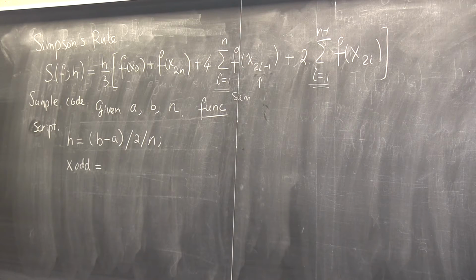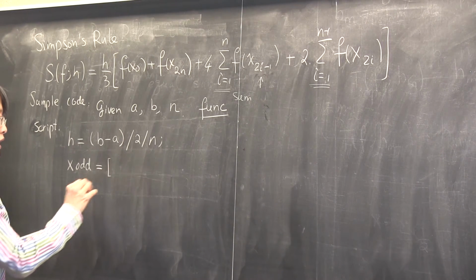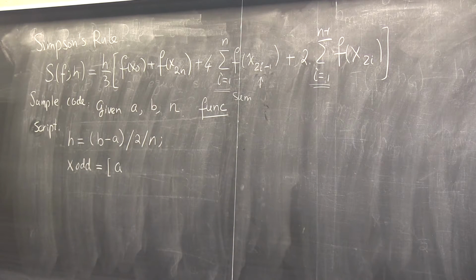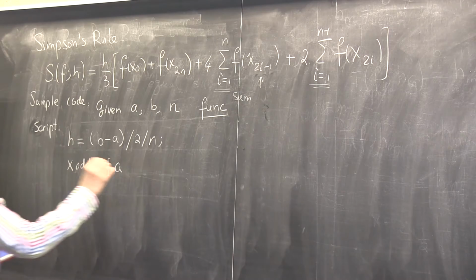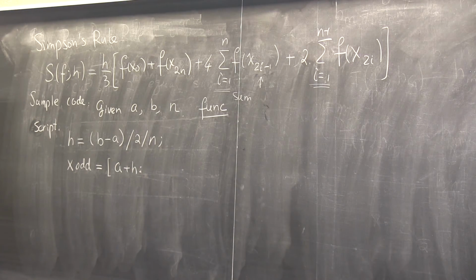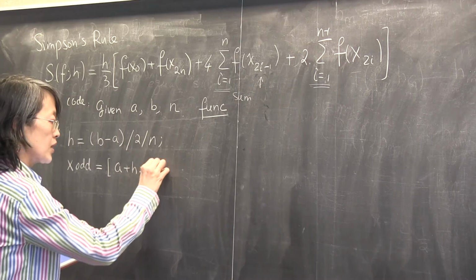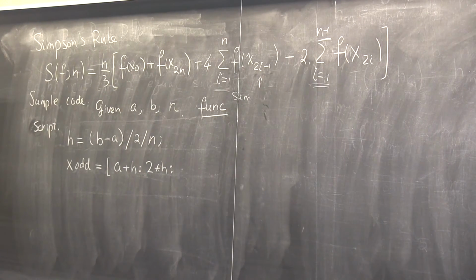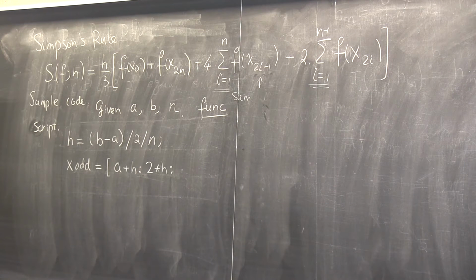Is that clear what I'm doing? So I know this will be, what will be the first grid point here, x1? It will be a plus h. Is that right? That's x1. And then after that, between two odd points, the distance of them will be 2 times h. Is that clear? This is the same as the command line colon notation. Okay? I prefer this one.